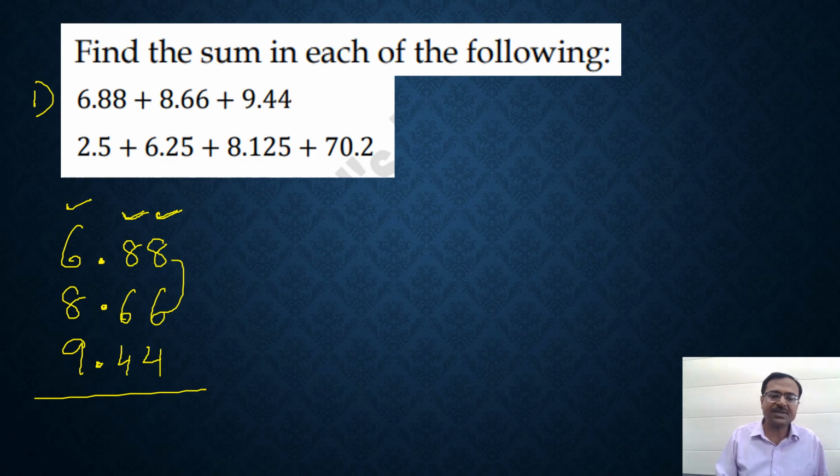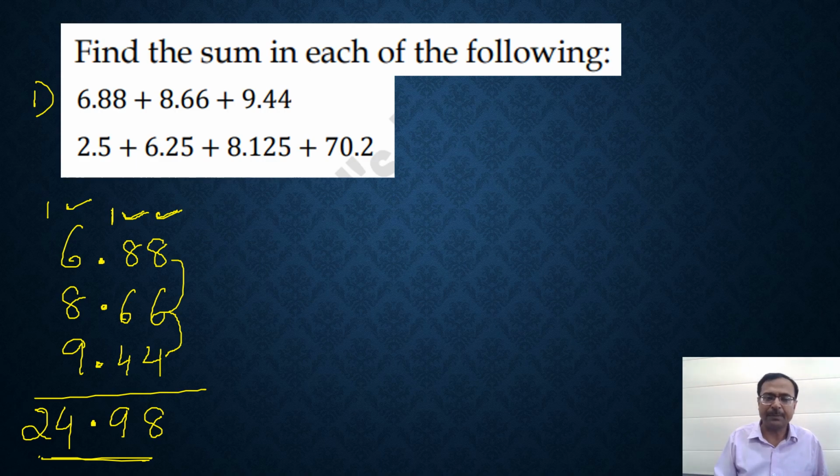So 8 plus 6, 14, and 4 is 18. So 8 and a 1 carry. So 8 plus 1, 9 plus 6, 15 plus 4, 19. So 9 and a 1 carry again. And this makes it 24. So 24.98 is the sum of these decimal numbers. The only difference between the first question and the second question is that the number of digits before and after the decimal might vary.